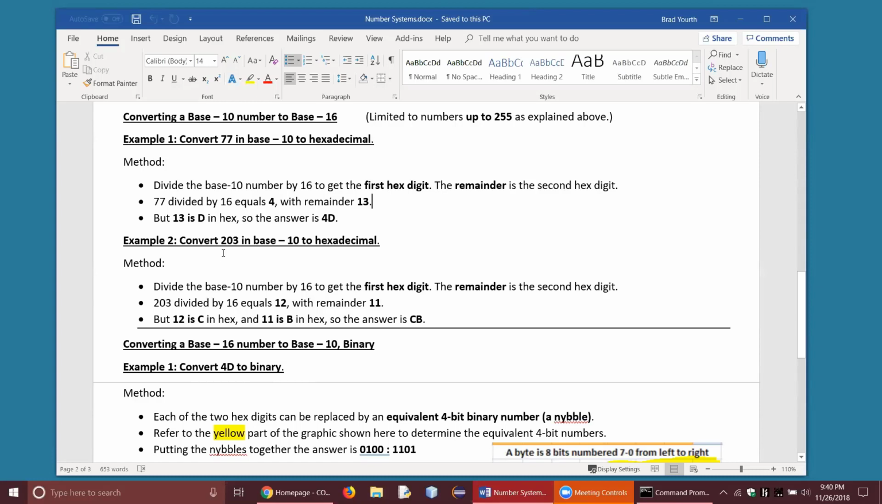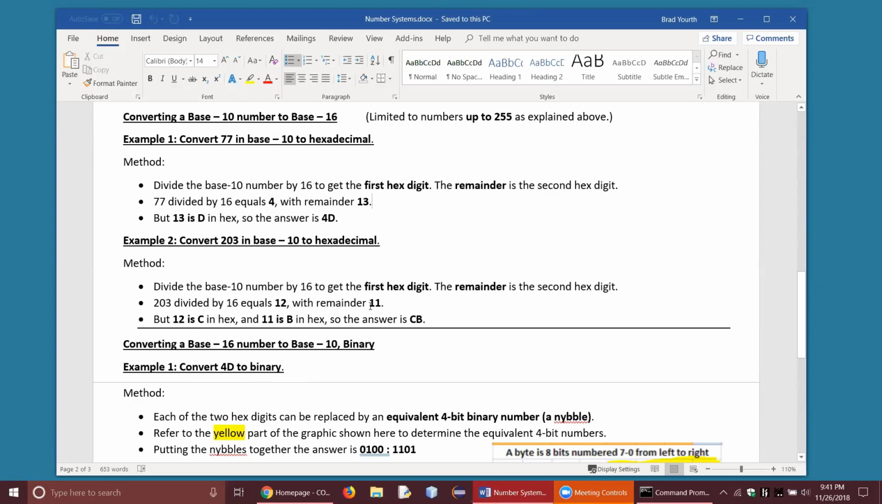Let's try another one. Here's 203 in base 10. We want to convert that to hexadecimal. So we divide it by 16. That'll give us the first hex digit. Most likely it won't go evenly. That's okay. In this case, 203 divided by 16 gives you a 12. Now, when you do the test, you can just scribble that out on a piece of paper. Do a long division to come up with the answer of 12. And 16 times 12 actually gives you 192, which would mean that the remainder is 11. So 203 divided by 16 gives you 12 with remainder 11.